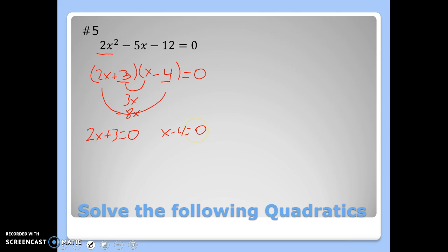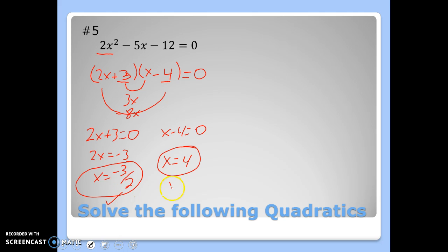So the first one, if I subtract 3 from both sides, I'll get 2x equals negative 3. Then if I divide by 2, x equals negative 3/2. And then that's one solution. And then the other solution is if I add 4 to both sides, x is going to equal 4. And again, you want to check to make sure that those both give you a value of 0 into your equation, but my two solutions are going to be negative 3/2 and 4.